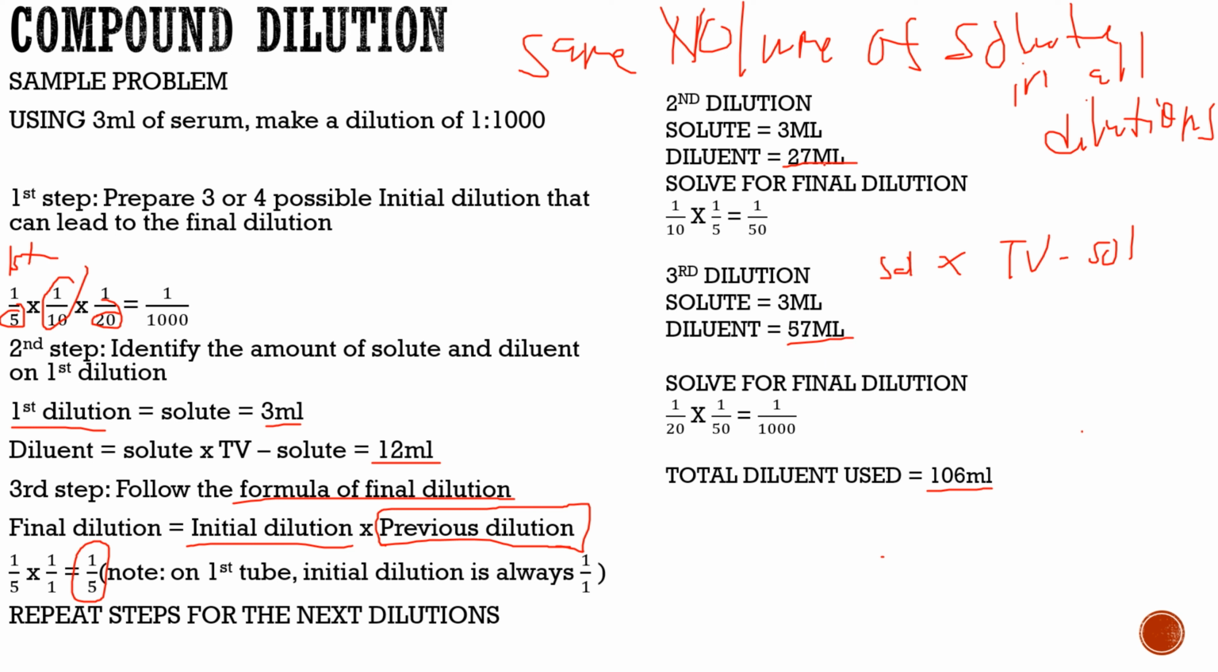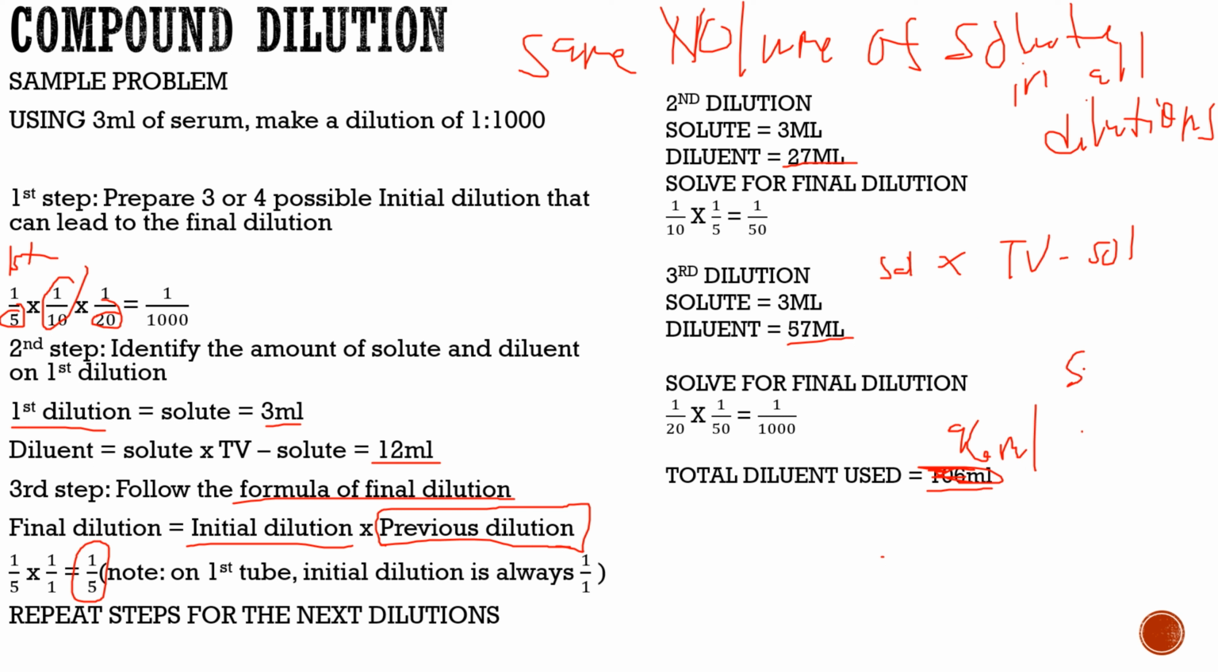So 12 plus 27, 39. 39 plus 57, 96. Sorry, class. This would be 96 ml. Okay? 96 ml ang total diluent nyo.